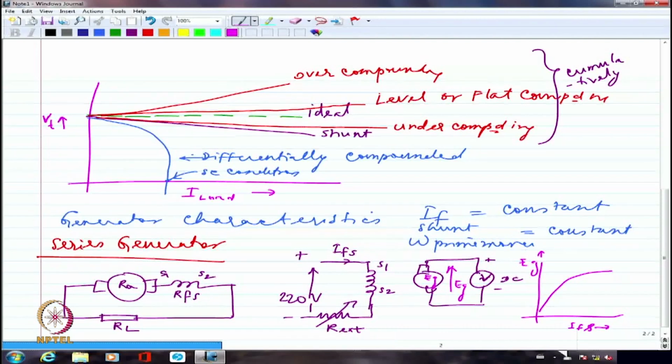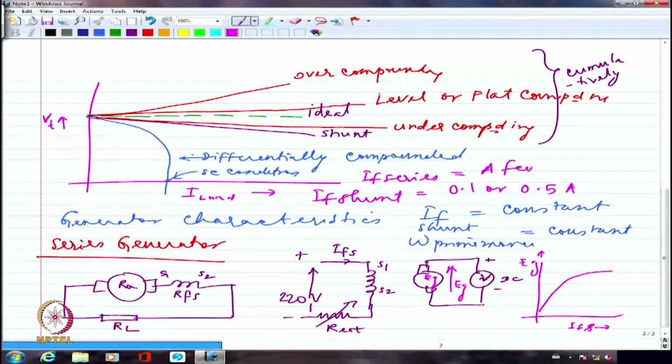So if I apply 220 volts divided by 200 ohms, I'm going to get very, very small current. So generally, if I look at IF shunt, it will be of the order of only 0.1 or 0.5 ampere. Whereas IF series will be of the order of a few tens of amperes if it is a larger machine. Even larger than that, it will be few hundreds of ampere. In fact, it depends upon the rating of the machine. So it is not going to be a small current. So this will be very clearly tens of amperes in all probability.